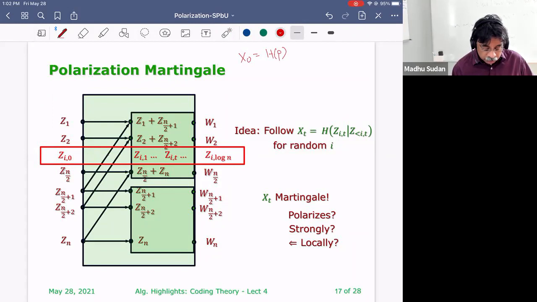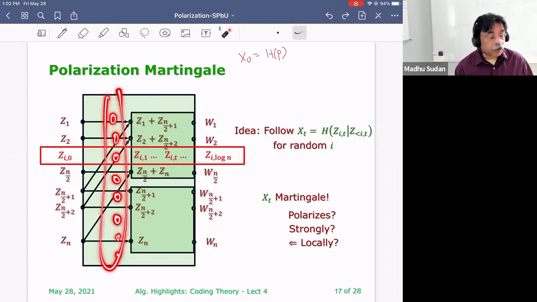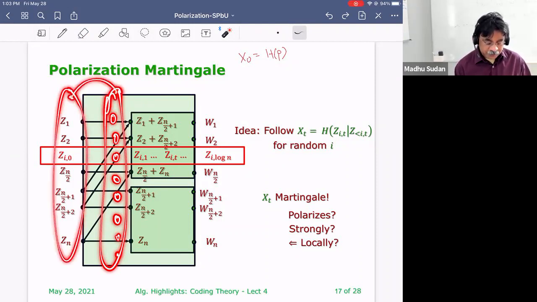As we go along, some of these bits have lots of entropy conditioned on the things above. Other bits might have very little entropy conditioned on the things above. But when you add up all the entropies at a given level, what will you get? You get the entropy of the whole column. The entropy of the whole column is going to be exactly the entropy of that column, because each one of these steps is an invertible map.